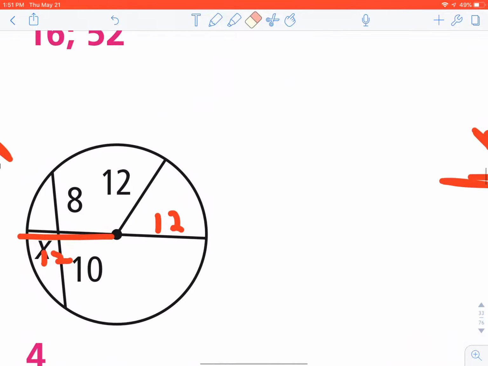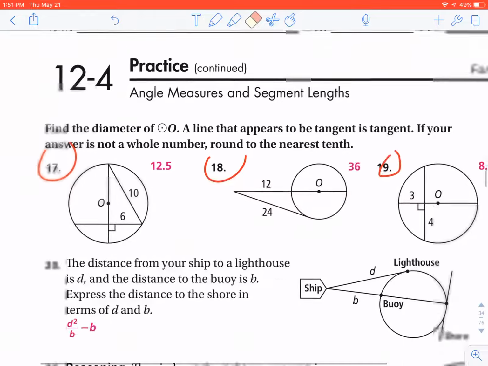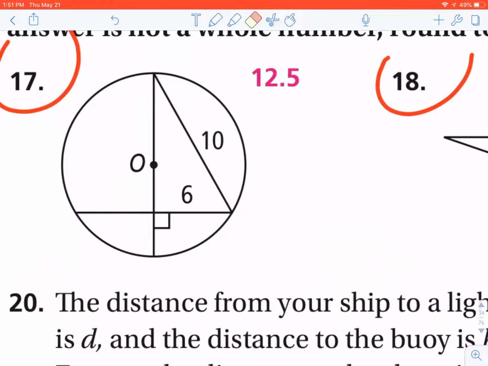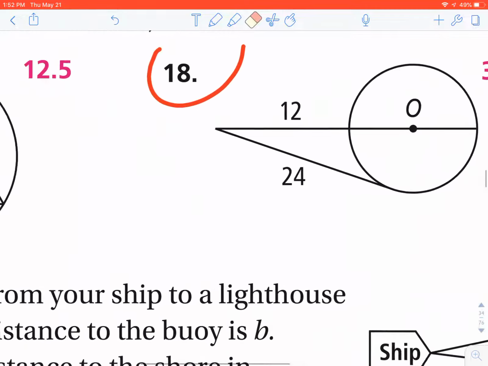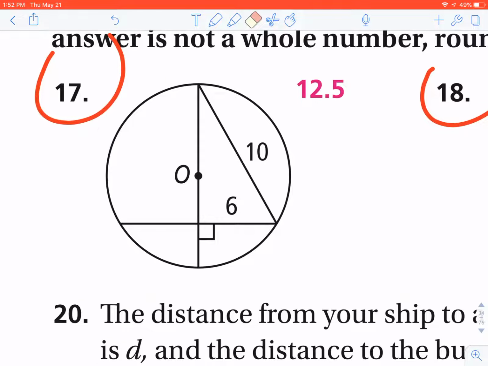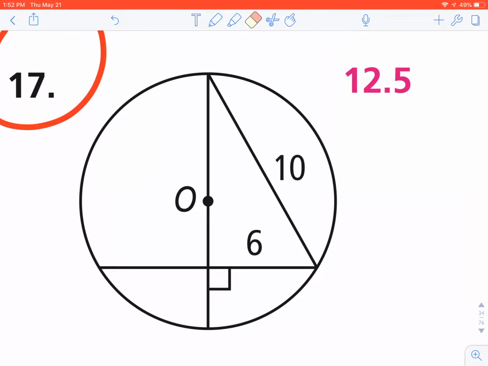Moving on to, because we're skipping the next three questions, down here to number 17. For all of these, or at least 17 and 19, you're going to have to find pieces and then go back and add them in later. So if we take a look at number 17, the very clear thing that we see is we have a right triangle. And the question is asking me to find the length of the diameter of the circle.